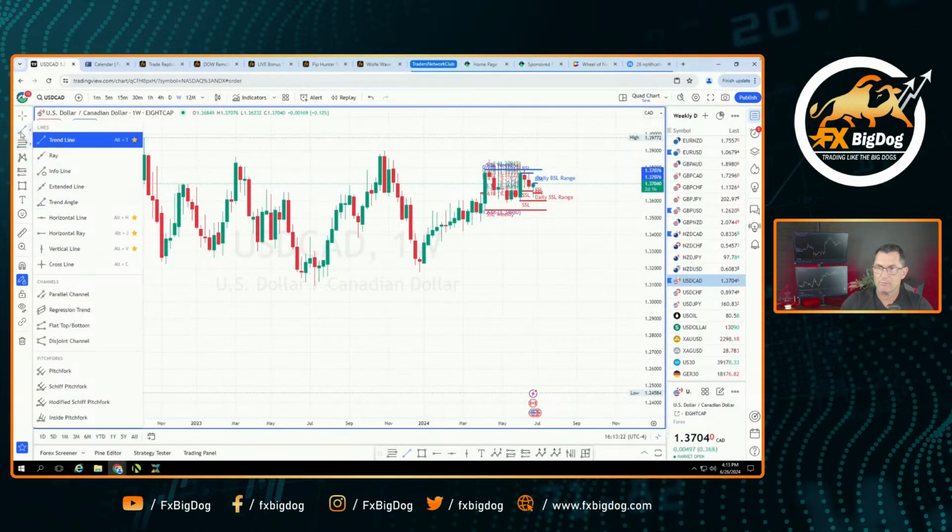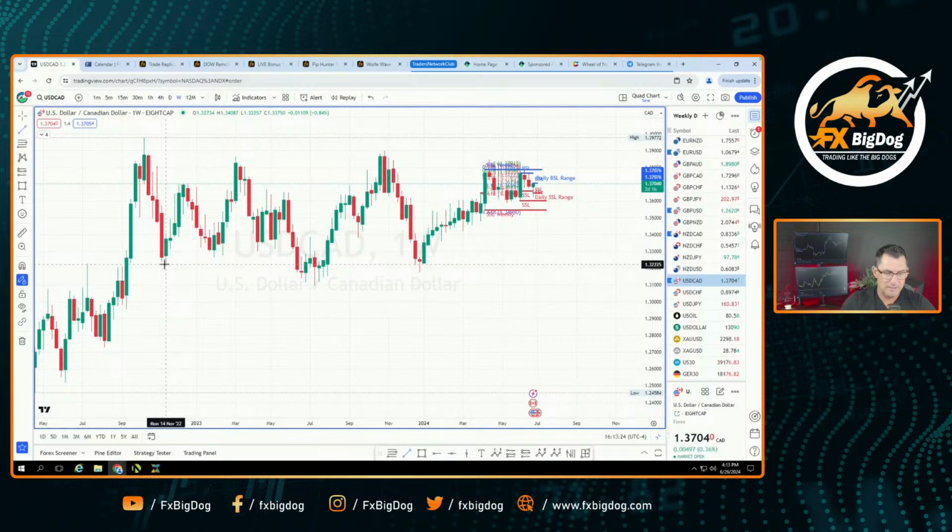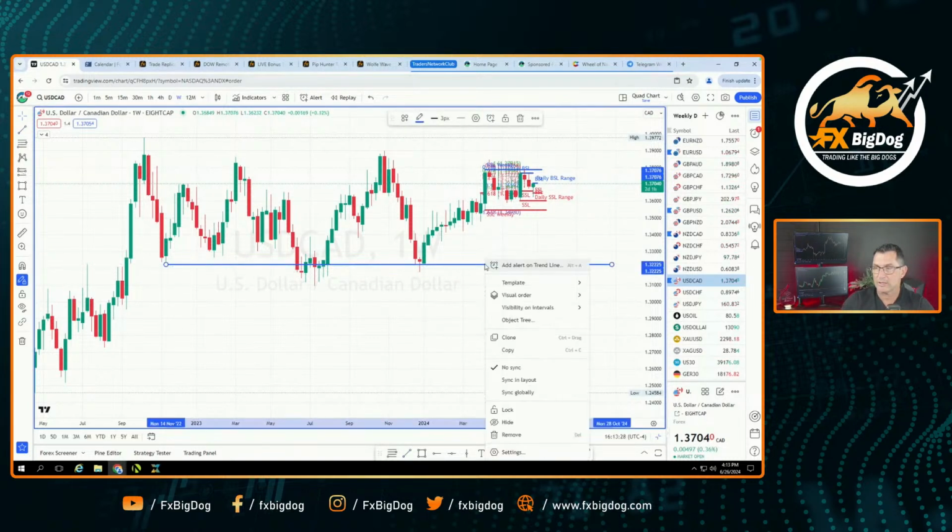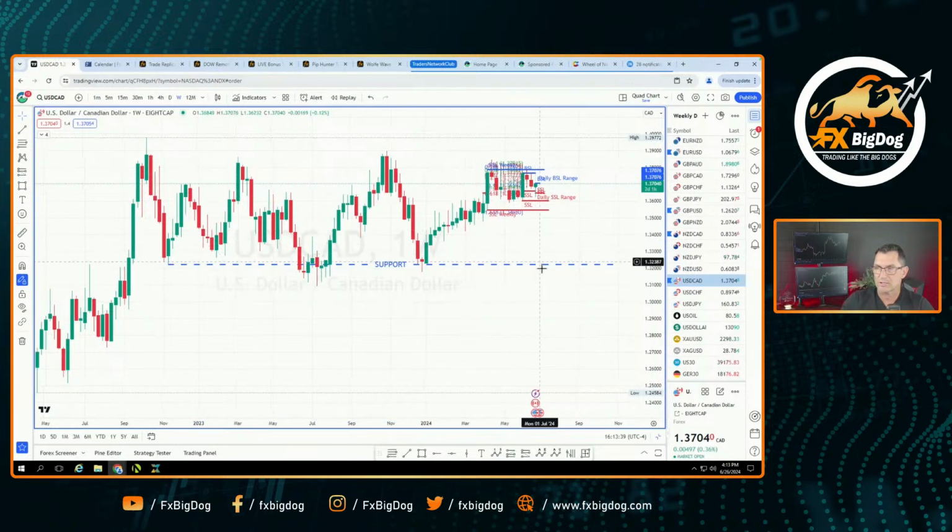I can go ahead and mark them off here, as this is going to be an area where we're going to see a lot of liquidity. I'm going to mark it off as my sell side liquidity right there. In fact, I can mark it off as really just support for right now. And so there is what the market would be chasing after.